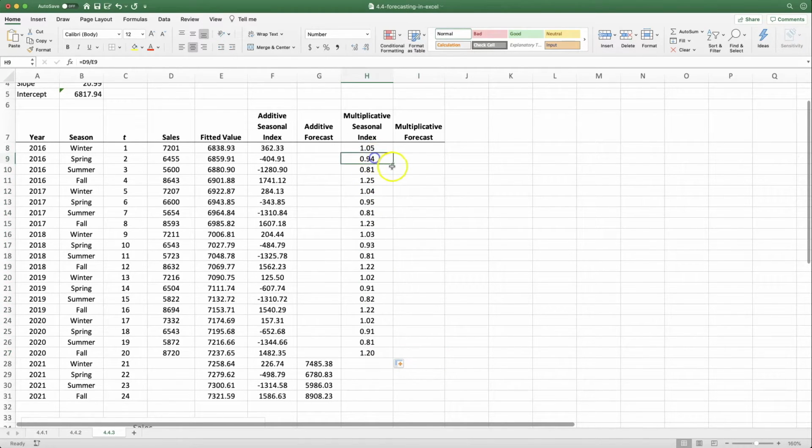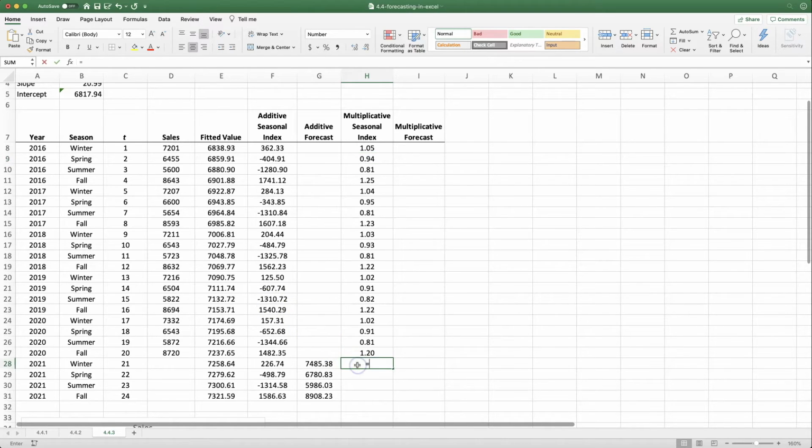In spring 2016, observed sales were only 94% of what was predicted. 6455 is 94% of this. In summer 2016, sales were 81% of what was predicted. And in fall 2016, it was 25% higher than predicted. Now we're going to take the average of every winter to modify the winter fitted value, the average of every spring to modify the spring predicted value, etc., just like we did with the additive seasonal indices.